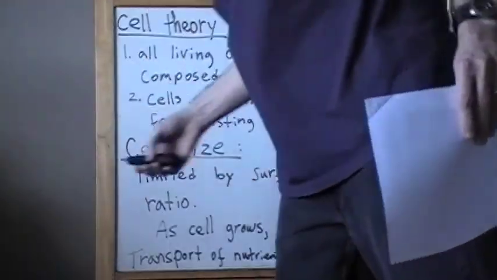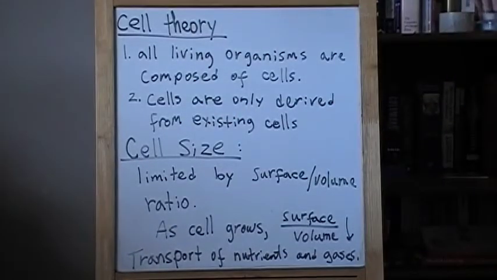Another important concept in chapter 4 is the cell theory. This theory states that all living organisms are composed of cells, and also that cells are only derived from existing cells. So there's no spontaneous generation of cells from non-living matter. It's always cells being derived from existing cells.